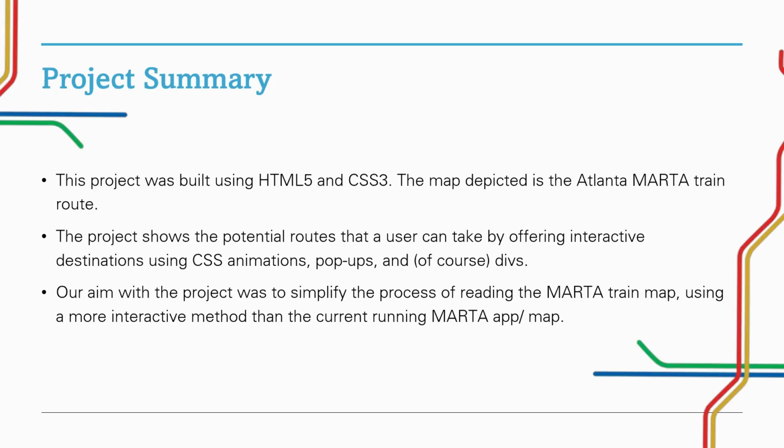Project summary. This project was built using HTML5 and CSS3. The map depicted is the Atlanta MARTA train route. The project shows the potential routes that a user can take by offering different interactive destinations using CSS animations, pop-ups, and of course, divs. Our aim with the project was to simplify the process of reading the MARTA train map using a more interactive method than the current running MARTA app/map.